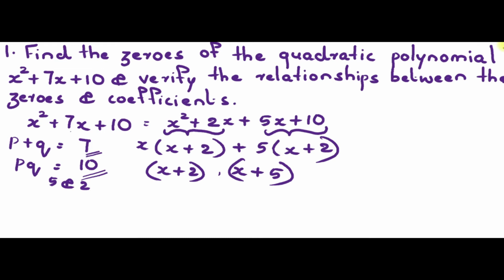Now, your zeros of this are: for x plus 2, zero is minus 2, and for x plus 5, zero is minus 5. So, x is equal to minus 2 and x is equal to minus 5. Then you have to verify the relationship between zeros and coefficient. So, you have to go for sum of zeros.